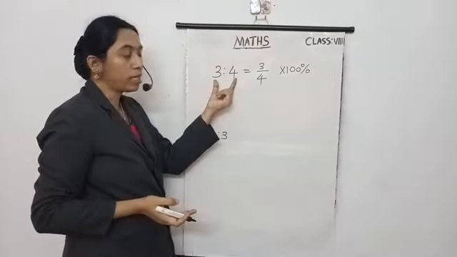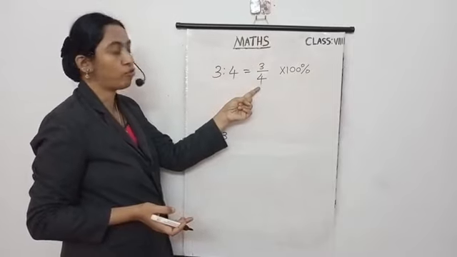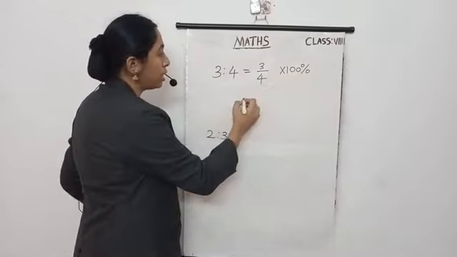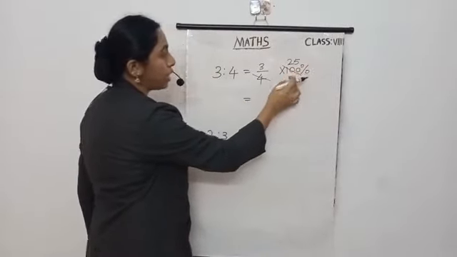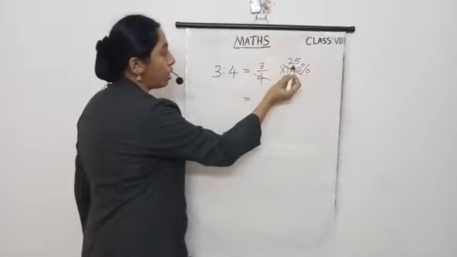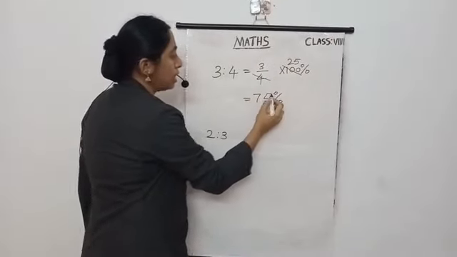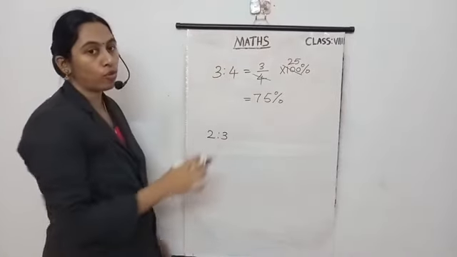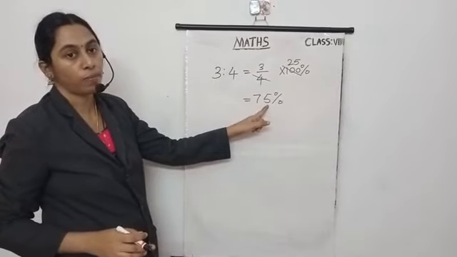Then we can convert this 3 is to 4 into percentage. So first, given 3 is to 4, we rewrite it as the fraction 3 by 4, then multiply with 100 percentage. Now 4 into 25, we get 100. Now 25 into 3, 75. So this is 75 percentage. That is, 3 is to 4 in percentage is 75 percentage.